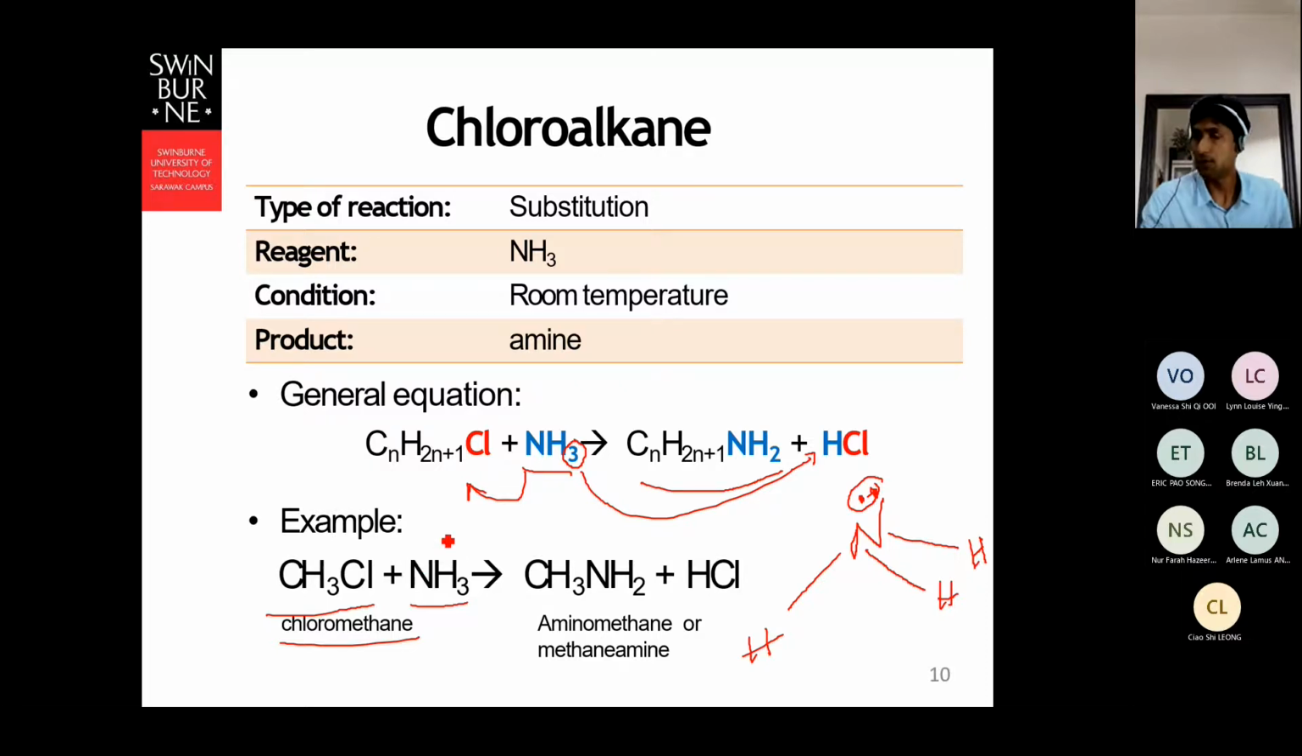The amine will be produced, but only when just chlorine is there. I'm talking about chloromethane, chloropropane, chlorobutane, chloropentane. But if any other groups or prefixes are attached there, then the reaction will follow something different. Do you know what I mean?